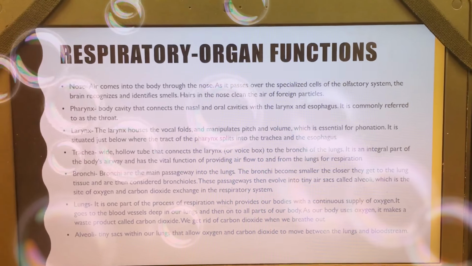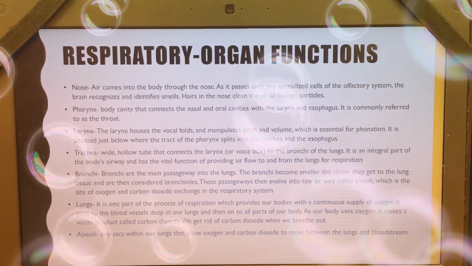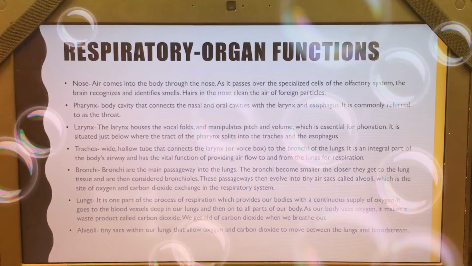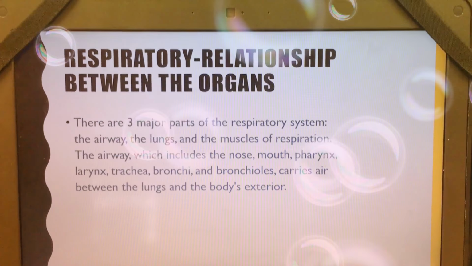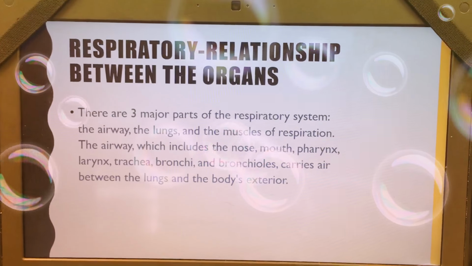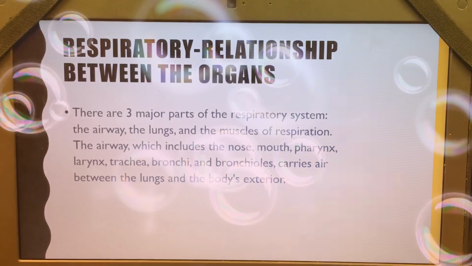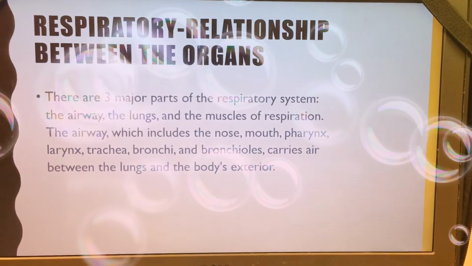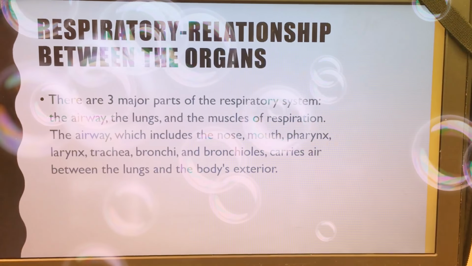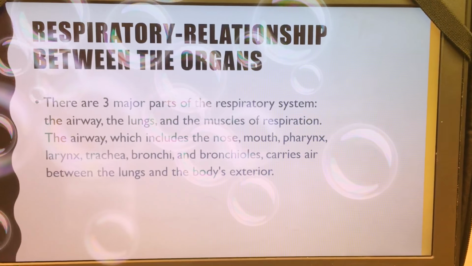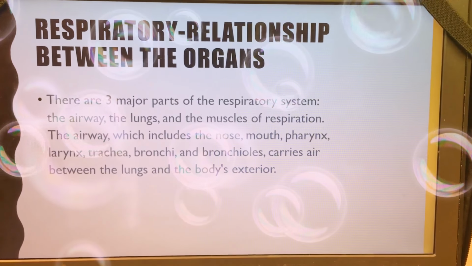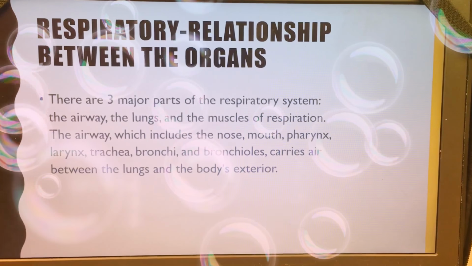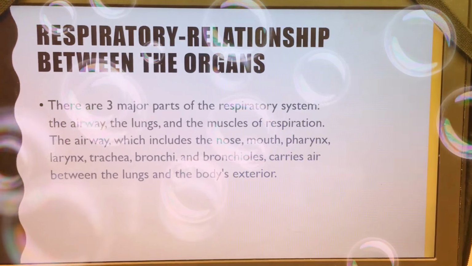Alveoli are tiny sacs within our lungs that allow oxygen and carbon dioxide to move between the lungs and bloodstream. The relationship between the organs: there are three major parts of the respiratory system: the airway, the lungs, and the muscles of respiration. The airway, which includes the nose, mouth, pharynx, larynx, trachea, bronchi, and bronchioles, carries air between the lungs and the body's exterior.